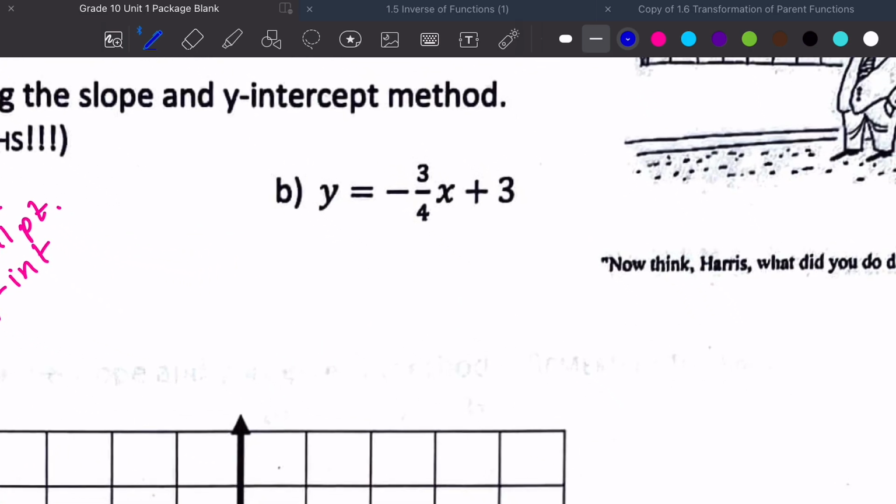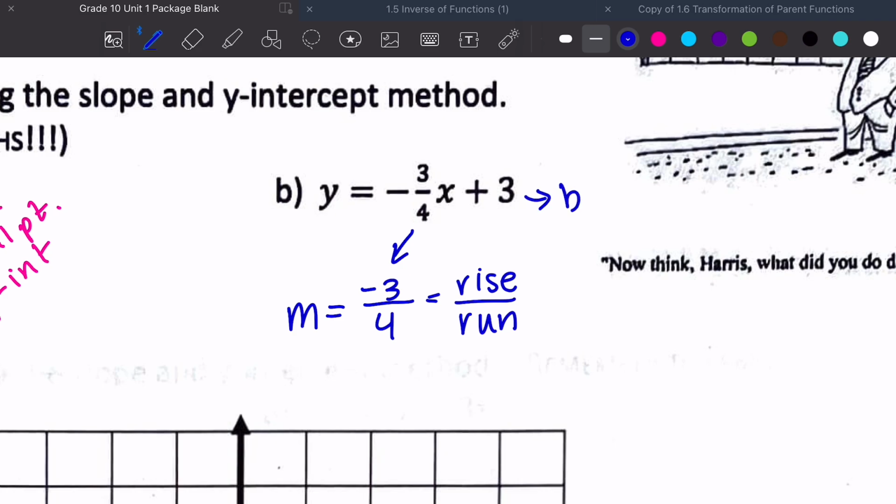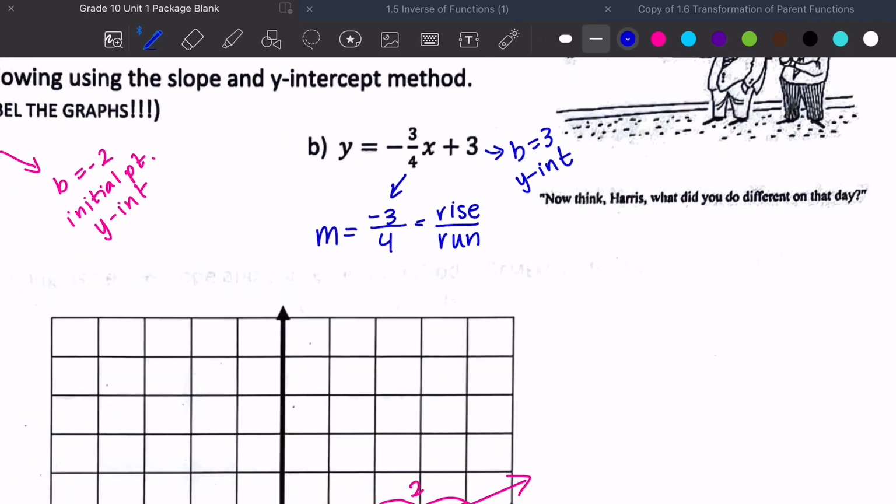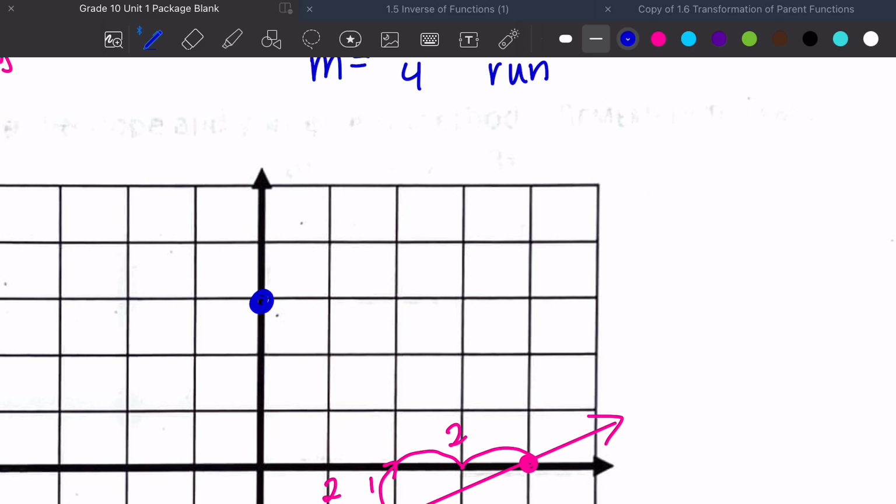This one? Again, which one's my slope? Which one's my m? m equals -3 over 4, which, if I'm thinking about this in terms of rise over run, which is slope, negative just means you're going down 3 and over 4. So negative is telling you direction. And this 3, that's my b, my y-intercept or my starting point. So again, I'm going to start at my 3 on the vertical. And then I'm going down 3, but am I going to go to the left or to the right? I'm going to go to the right.